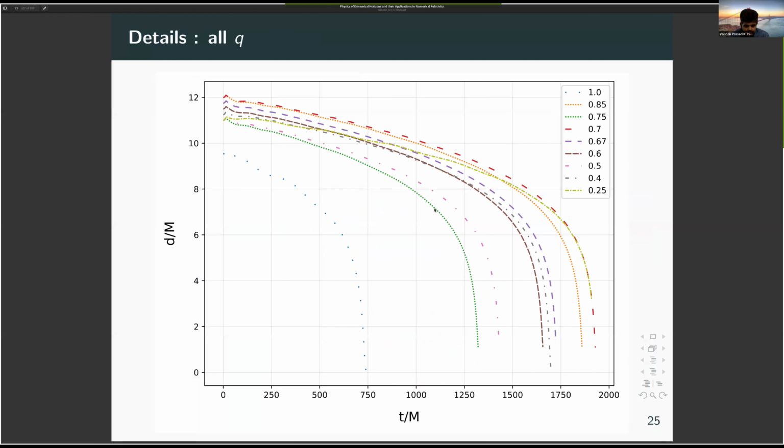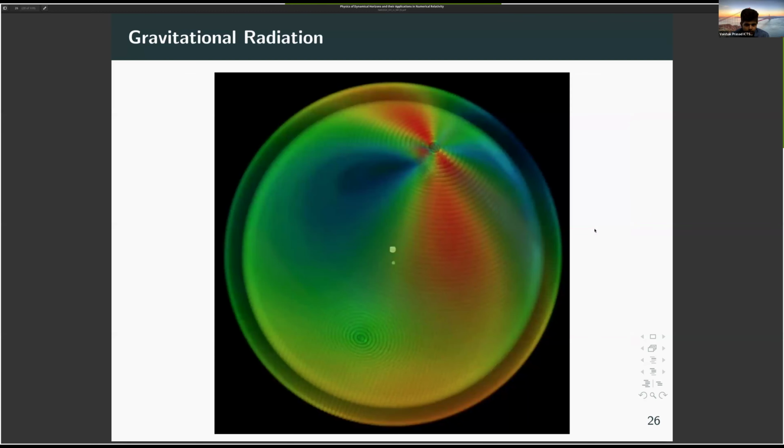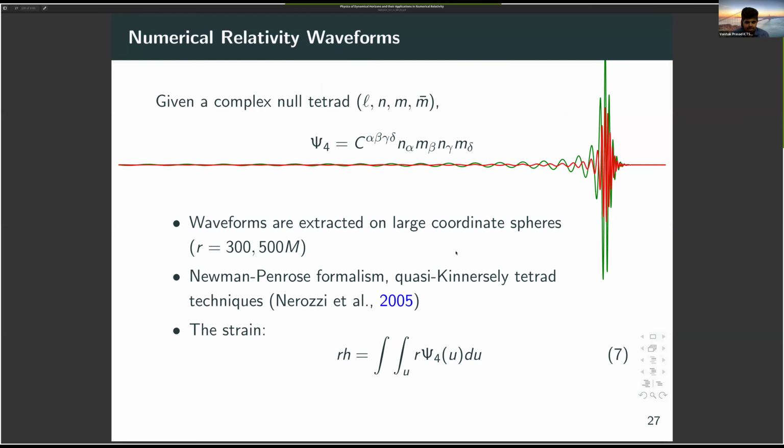And this is how the distance between the two black holes would decrease in time for different mass ratios. And one of the most important products of these numerical simulations is gravitational radiation, which is crucial for detection. And how these are computed is that we use a Newman-Penrose formalism and we project the components of the Weyl tensor on a suitable choice of null tetrad very far away from the domain of numerical simulation.